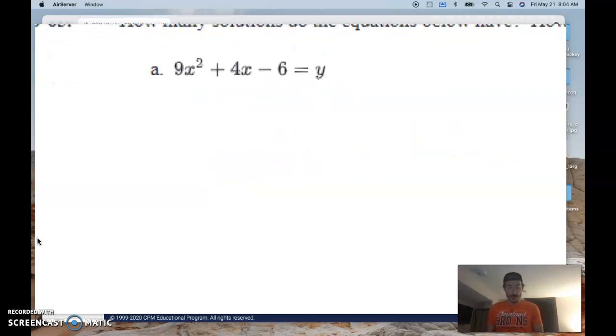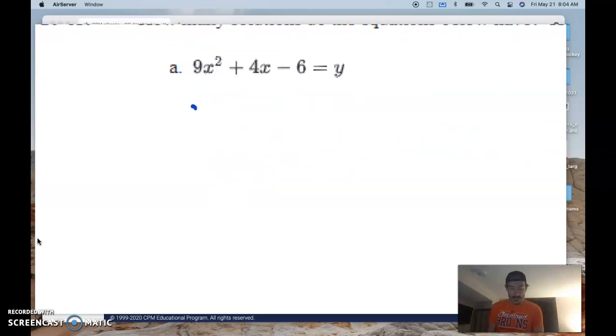All right? If I jump back to a, I'd set this equal to 0, 9x squared plus 4x minus 6 equals 0. And then I could go ahead and do some factoring. Now, whether or not I wanted to factor, I could complete the square. Okay? And here's what I'm going to do. I'm going to pause the video right now, and I'm going to complete the square, and then we're going to look at the number of solutions.